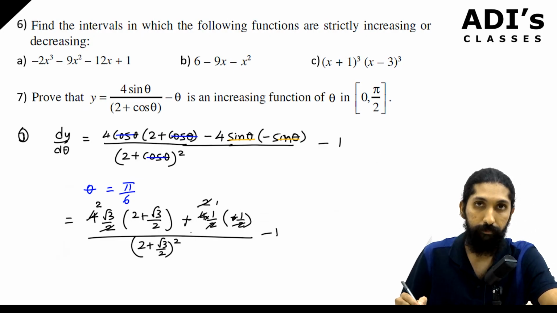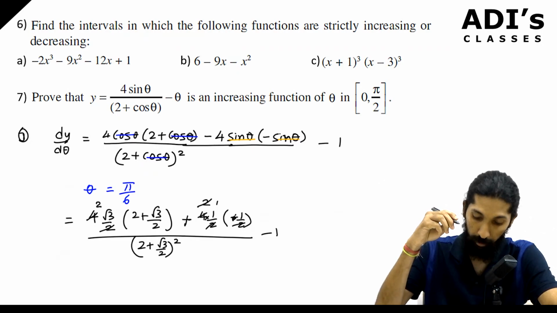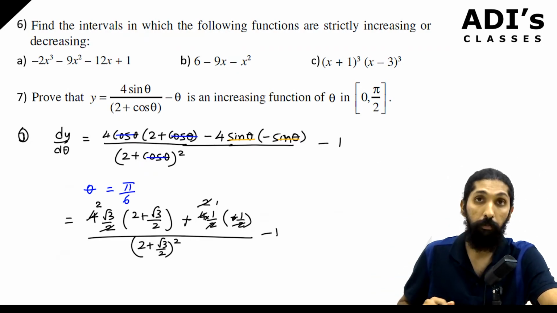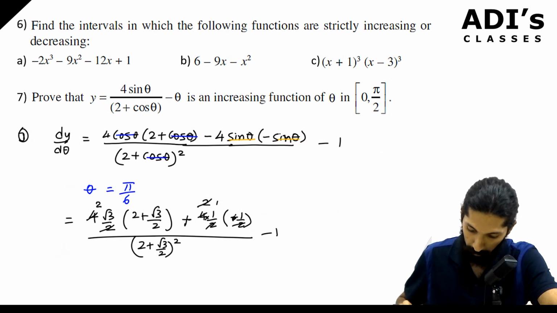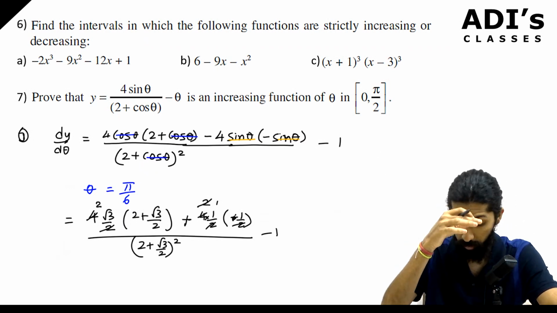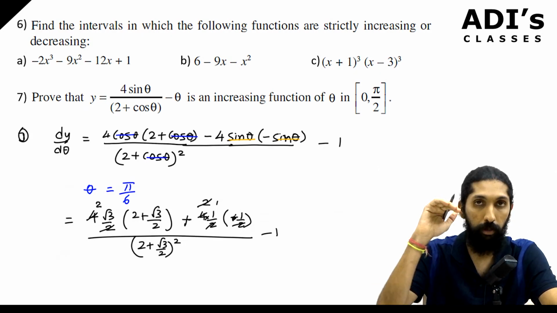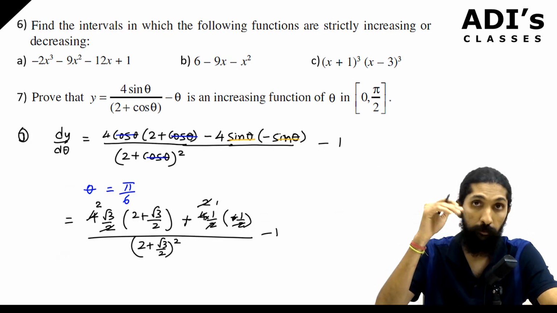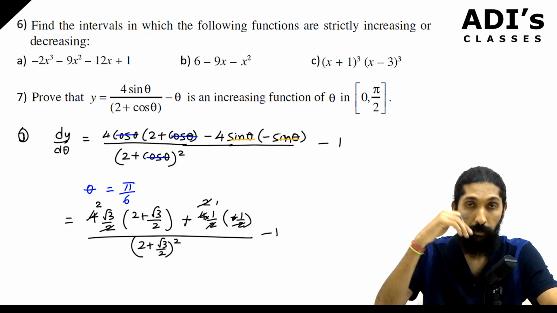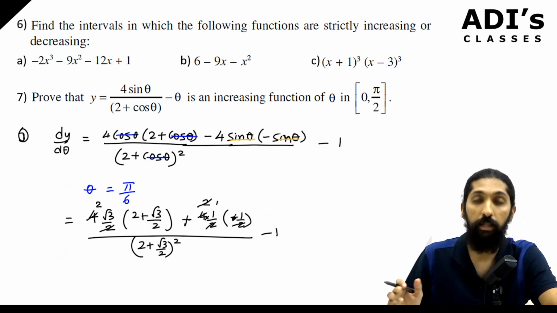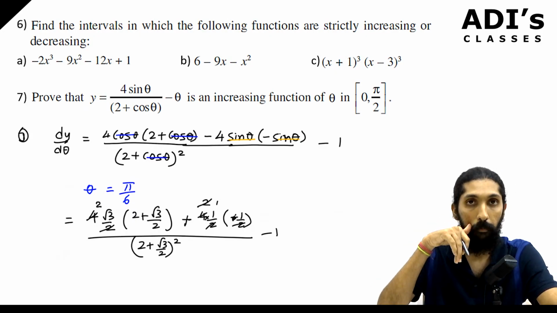You'll get it as 1, isn't it? So we have (2 root 3)/2 plus root 3 by 2 plus 1 by 2 plus root 3 by 2, whole square. Now (2 plus root 3)/2 is going to be (4 plus root 3)/2. So the overall value of the left side is going to be greater than 1.